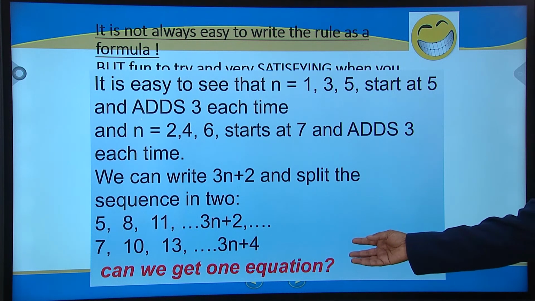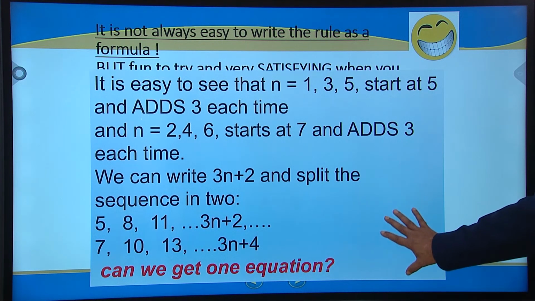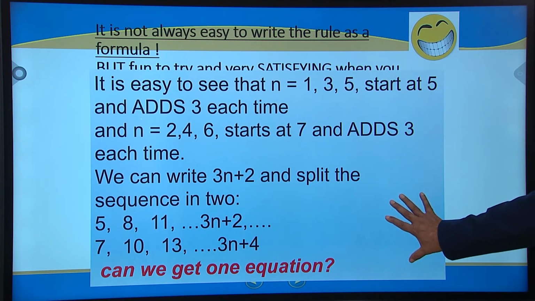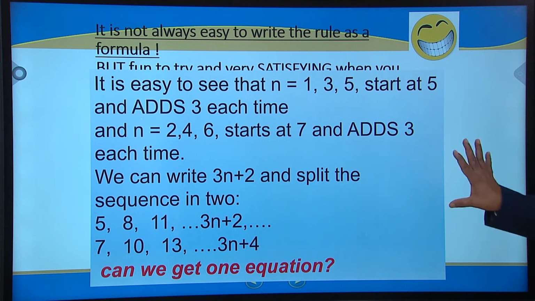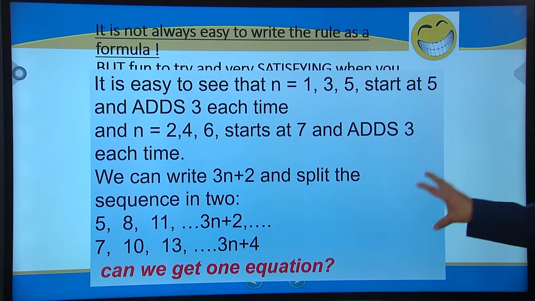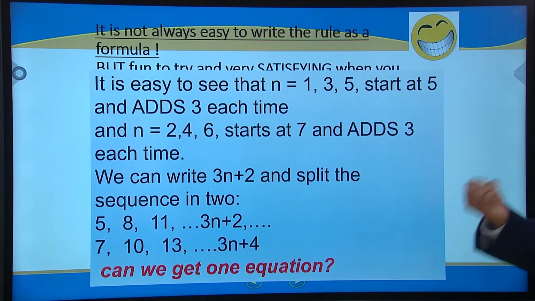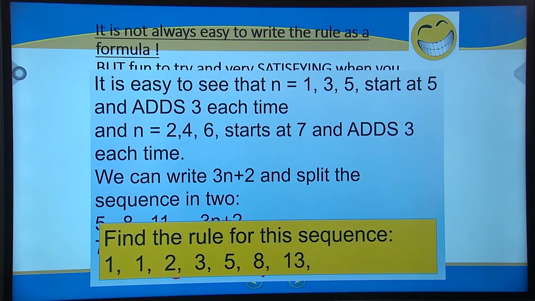So how do we find one formula? Right, I'm going to leave that there. That is for you guys to have a look at and see if you can get that right. So this is part of the challenge. This is part of the fun of maths, to actually take something like this and see if I can find that. All right.